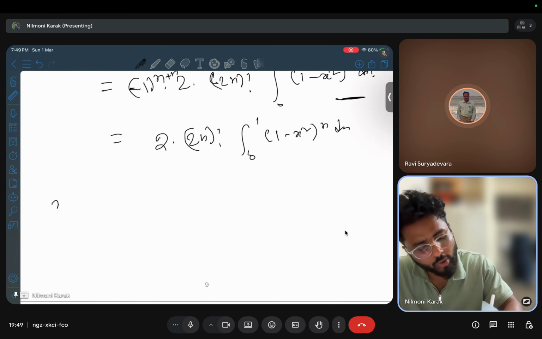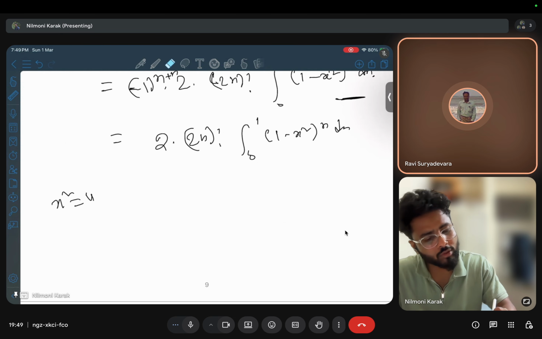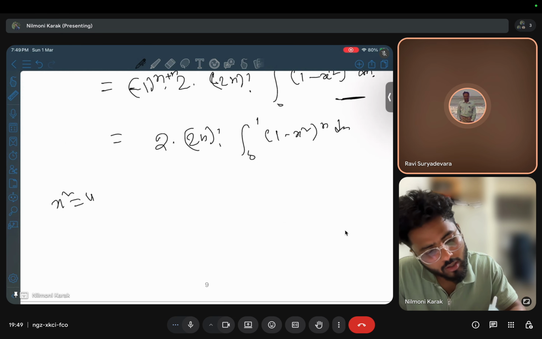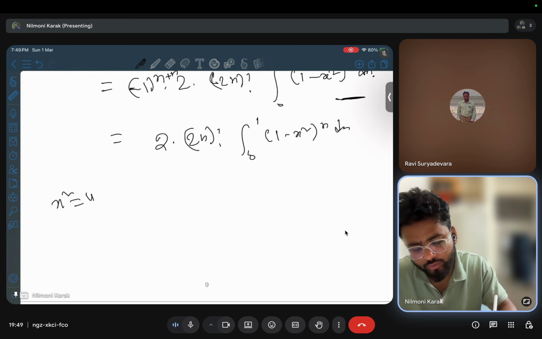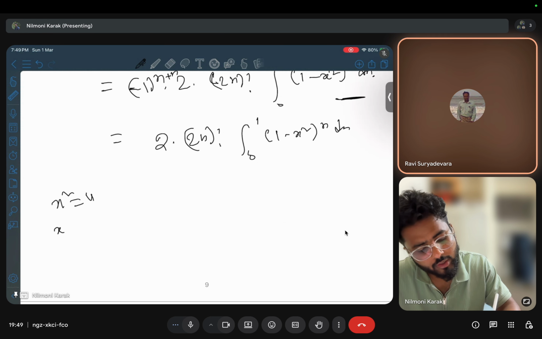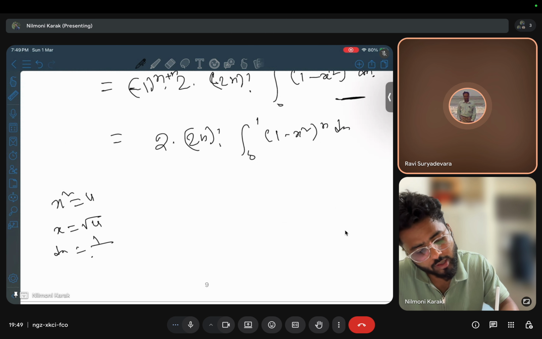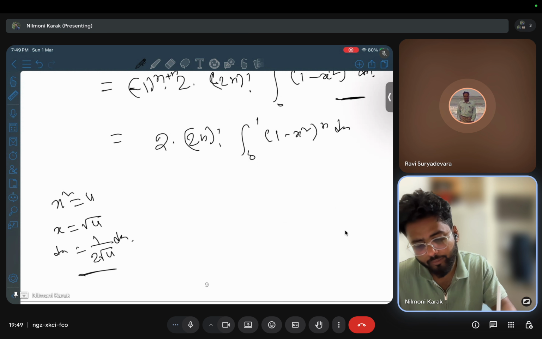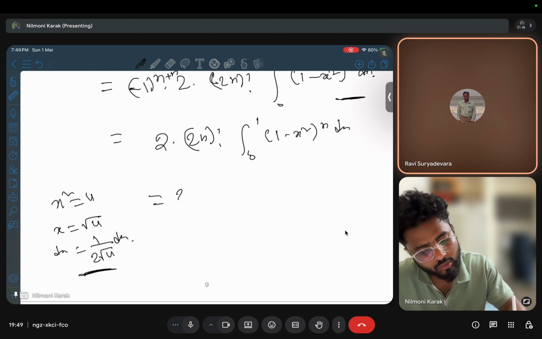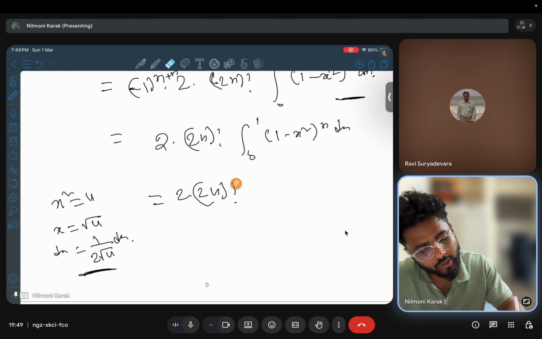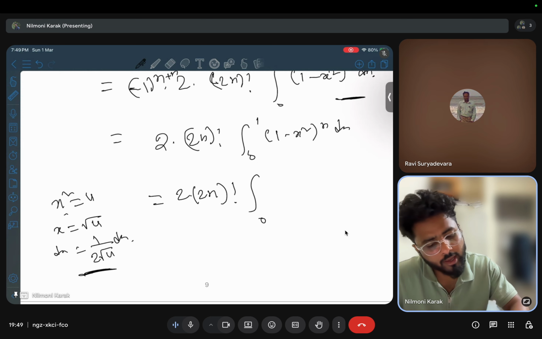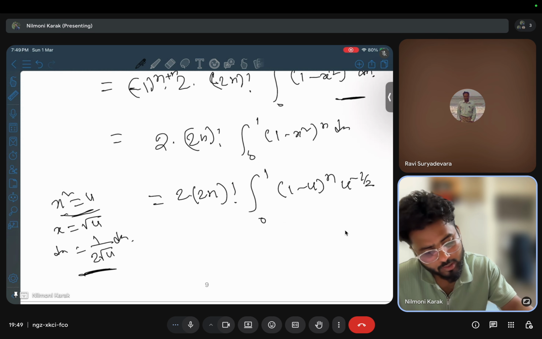Let x² equal u. That is also possible, but I think you can simply do it. Yes, you are right. So for (2n)!, the limit will remain the same, from 0 to 1, and (1 − u)^n u^(−1/2) du.